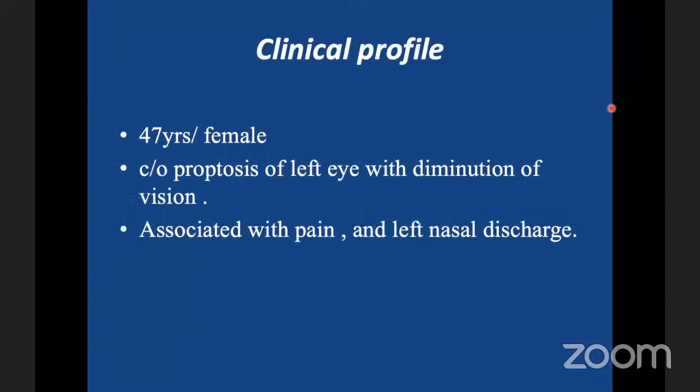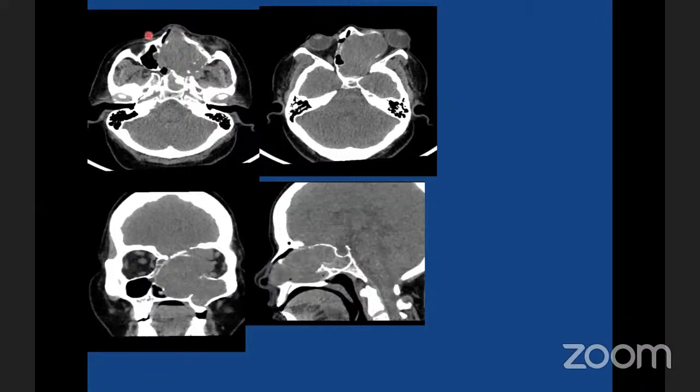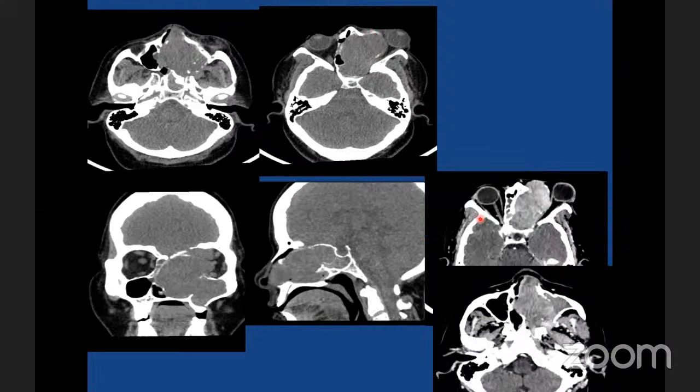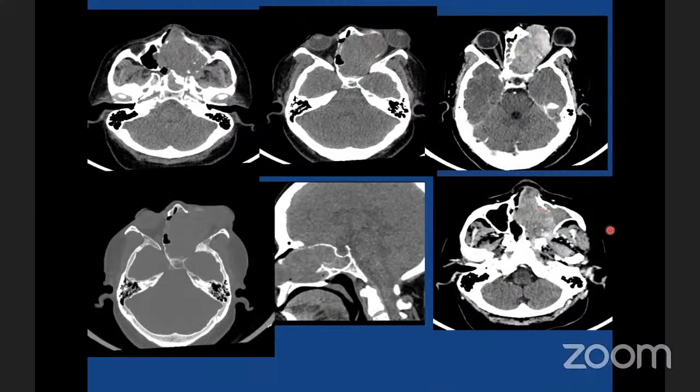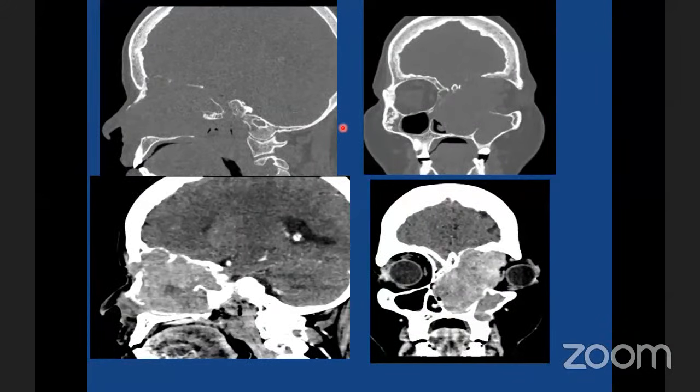Another patient, female here, proptosis of the left eye with diminution of vision, associated pain and left nasal discharge. Again, the findings are similar. Expansile lesion in the nasal cavity with intraorbital extension, moderate heterogeneous enhancing lesion, severe bony destruction, but the age is higher. Also, the fovea ethmoidalis is eroded, so is the anterior part, where your Keros classification applies. Remember, the cribriform plate is eroded. Presence of soft tissue in the nasal cavity. As of now, there is no intracranial extension.